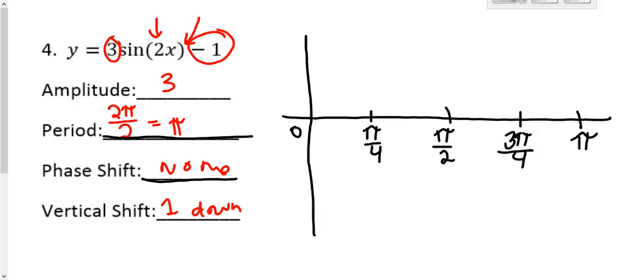Okay, so from there, we'll write our sine pattern. Sine starts with 0, and then 1, and then 0, and negative 1, and 0.